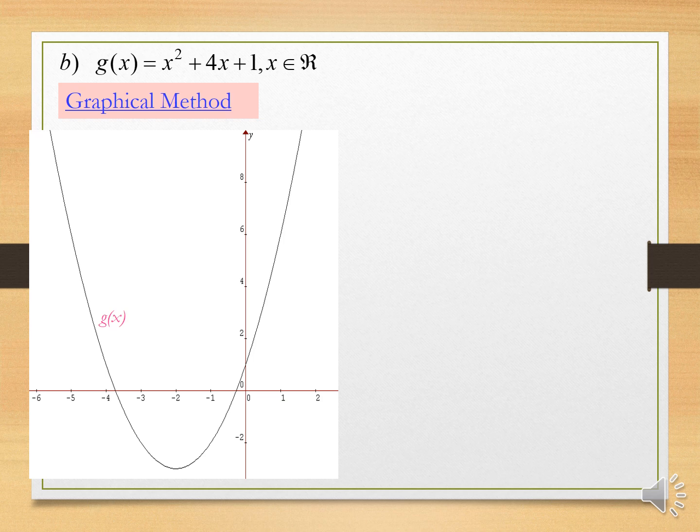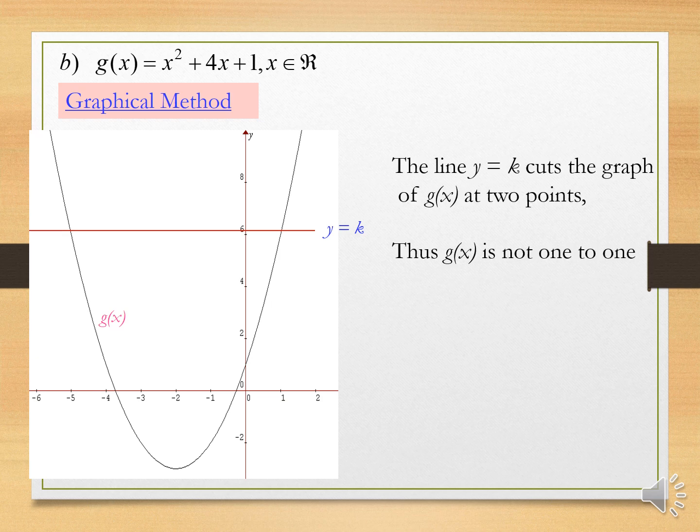Question B: g(x) equals x squared plus 4x plus 1. The graphical method. From the graph and using the horizontal line test, we observe that there are two intersection points of the graph and the line. Therefore, g(x) is not a one-to-one function, and g inverse does not exist.